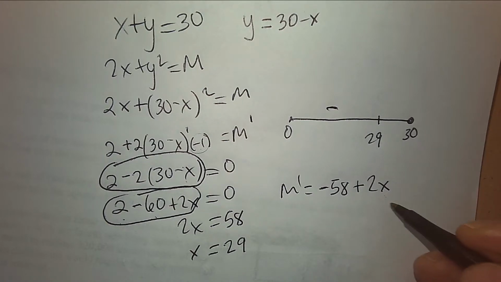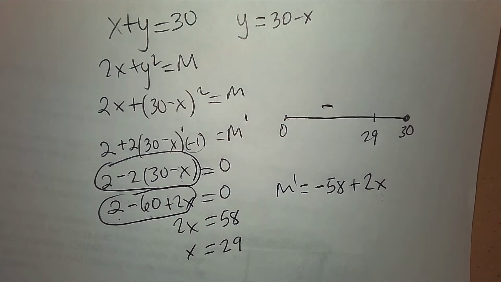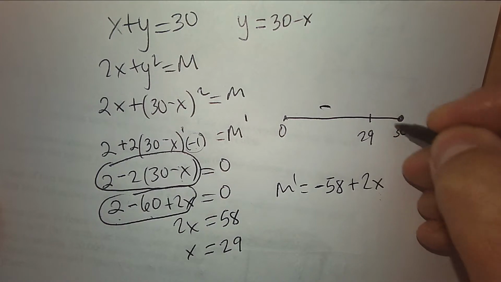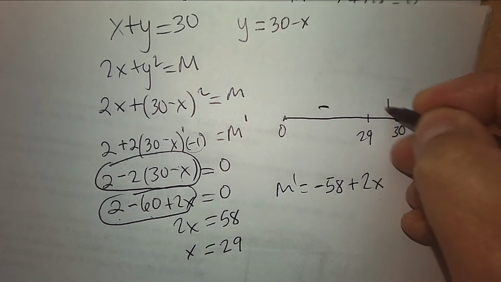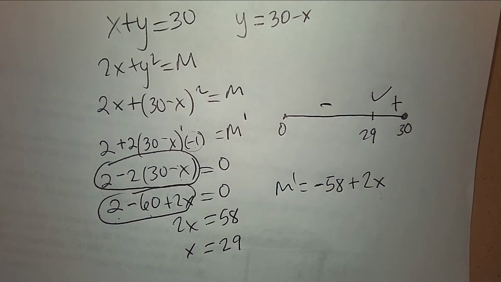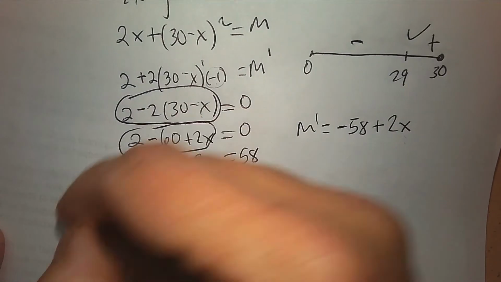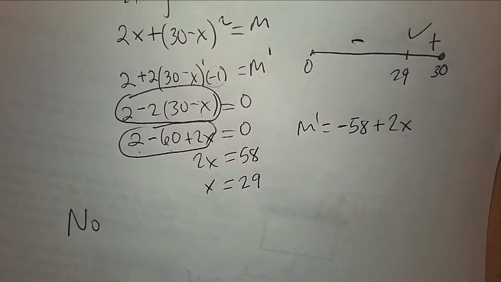And what would happen if you plugged in this? So if you plugged in 29 and a half, it would give you a positive answer. Is there any answer that gives you a minimum? Maximum. A maximum.